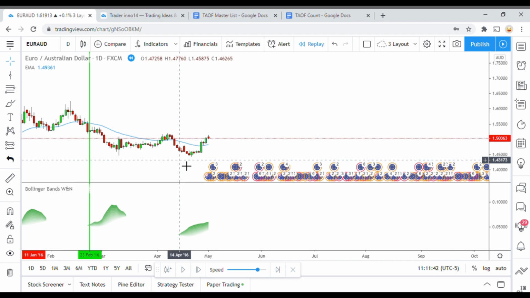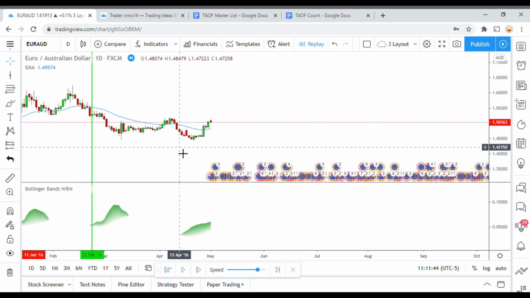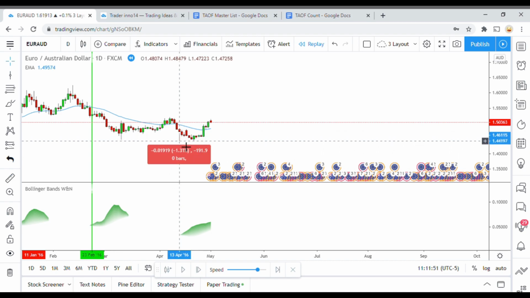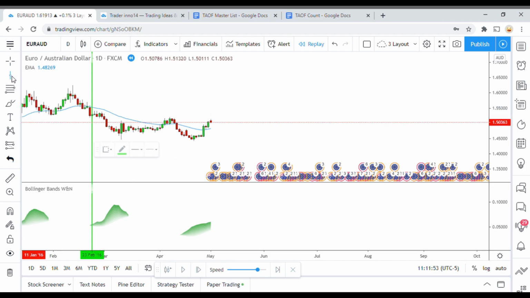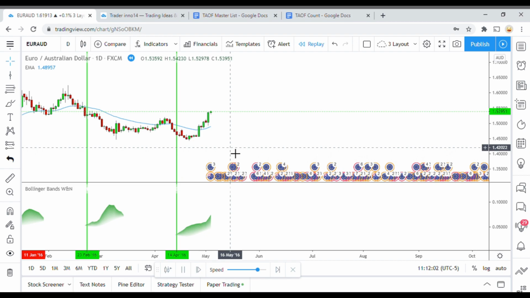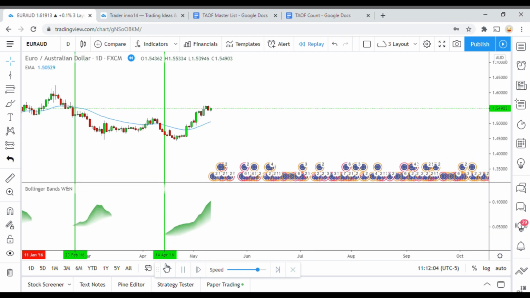Let's see, we are over here. We picked up a short trade over here on this side. We would have been about right there. That would have gotten us to take profit. All right, we're moving forward now.